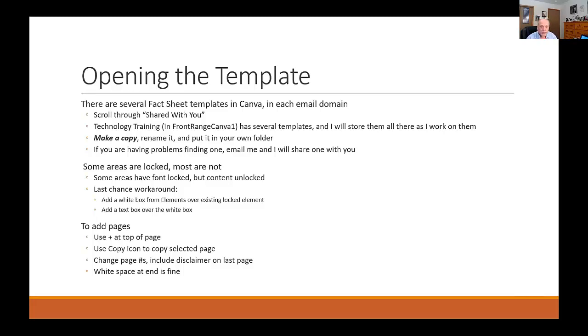You may also find them in my own folder, which is in Front Range Canva 1 in the technology training folder. I have several templates in there, and as I create more fact sheets and more newsletters, I'll put them in technology training inside Front Range Canva 1. If you need a fact sheet template or a template of any kind and can't find it, email me. I'll be happy to share one with you through that Canva interface.